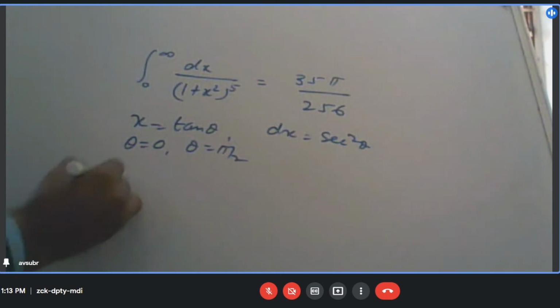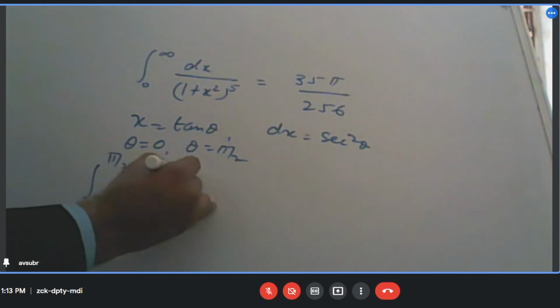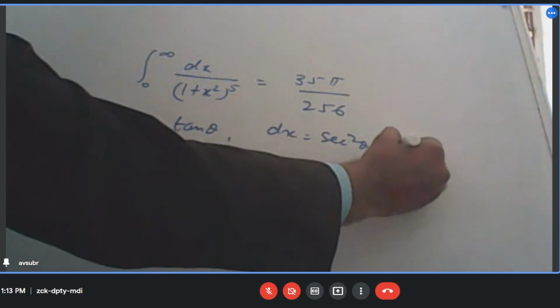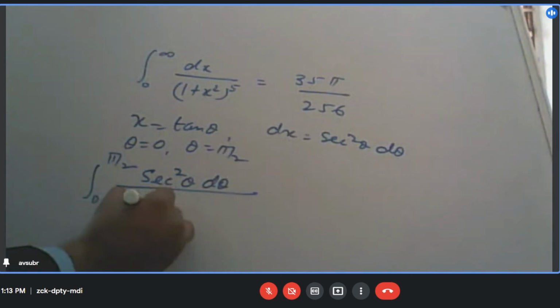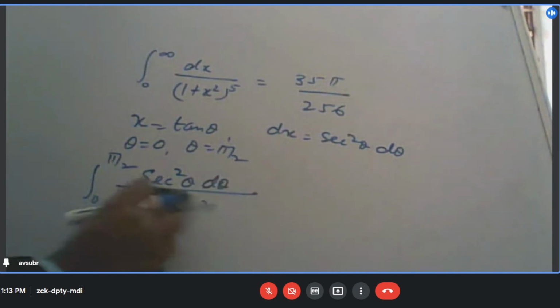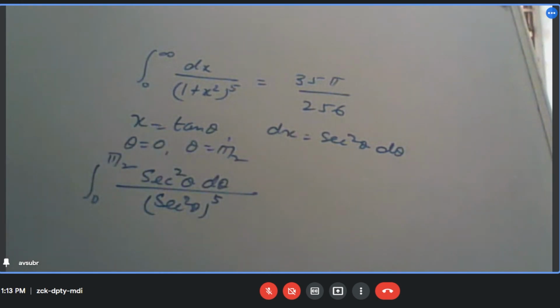तो 0 to π/2, dx की जगह पर हम क्या रख देंगे? sec स्क्वायर थीटा d थीटा, है ना. और यहाँ पर ले सकते हैं 1 प्लस tan स्क्वायर थीटा, मतलब sec स्क्वायर थीटा ही होगा, sec स्क्वायर थीटा टू द पावर 5. कैन वी राइट डाउन इट लाइक दिस? Yes sir. लिख सकते हैं.